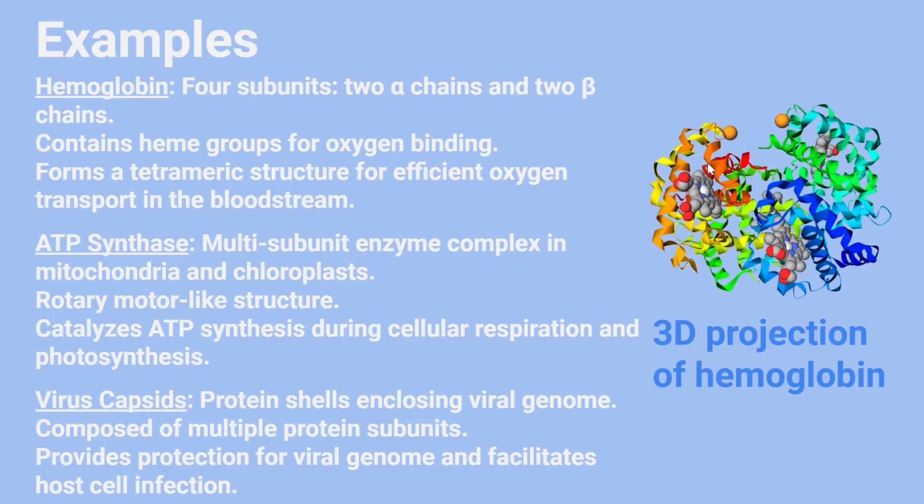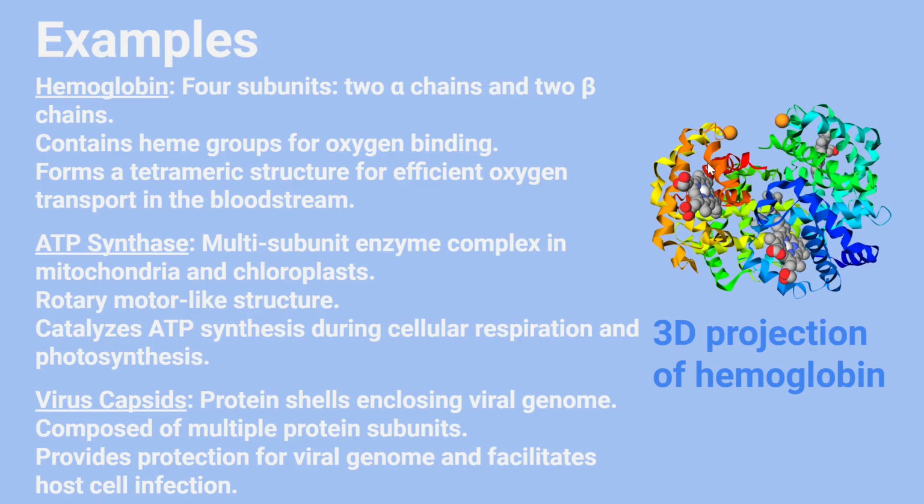Let's see now some examples of protein quaternary structures. Let's start with hemoglobin. It is a classic example of a protein with quaternary structure. It consists of 4 subunits, 2 alpha chains and 2 beta chains, each containing a heme group responsible for binding oxygen. The assembly of these subunits into a tetrameric structure allows hemoglobin to efficiently transport oxygen in the bloodstream.